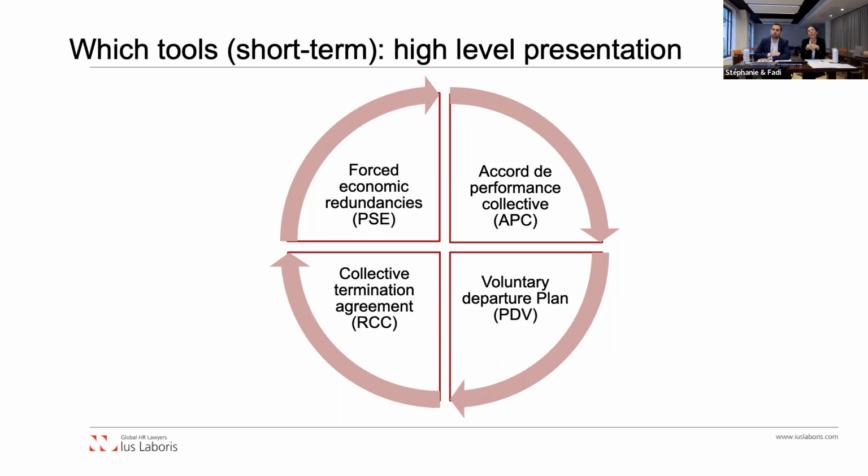And then you have the voluntary departure plan. It's quite the same as the first, economic redundancies. It's exactly the same procedure. So you need economic grounds, you need the labor administration approval. So all that we saw before is applicable to these specific schemes. The main difference is that you only have the voluntary departure.